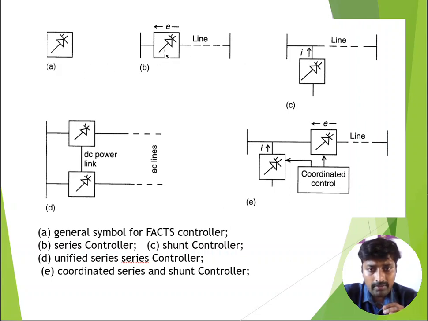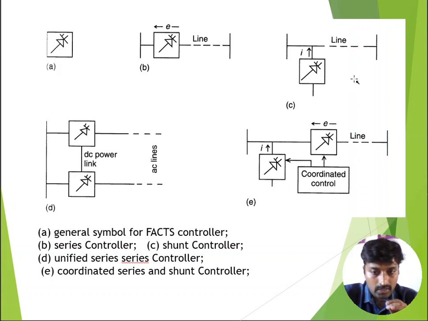The series controller is always connected in series with the transmission line. It always influences the voltage in the transmission network, so that's why I represented it here as E. This is a variable impedance type, that is a variable capacitor or variable inductor, which always influences the voltage in the transmission lines. So it can influence the reactive power. It controls the reactive power in the transmission line with minimum involvement in the active power control.